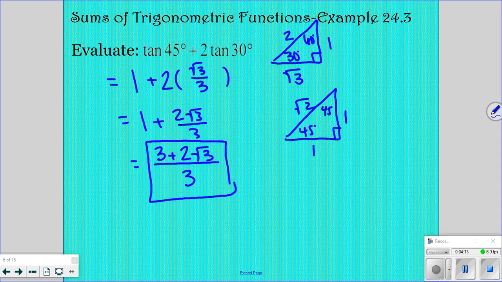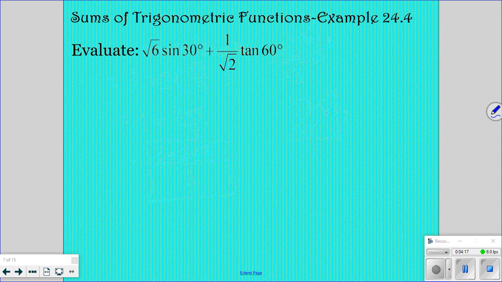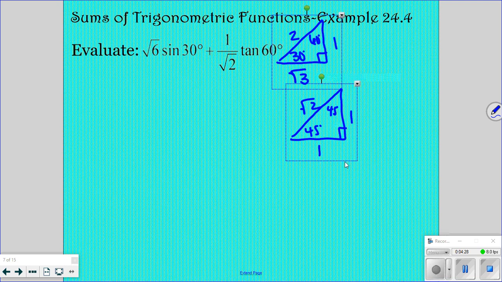Okay? We're going to look at one more. Again, I want you to try this one by yourself and see if you can get it right. It is a little bit harder just because of the square root of 6 and the 1 over square root of 2, but you should be able to work through it. So y'all try this one by yourself.